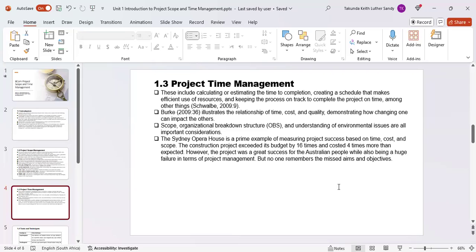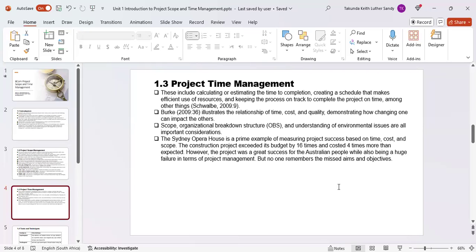What are they saying? They are simply saying that the Sydney Opera House in Sydney, Australia, that state of the art building that they built there, exceeded its budget by many, many times more than they were anticipating. But because it came out in a good way, the populace were happy about it. But in terms of project management, it was deemed a failure.